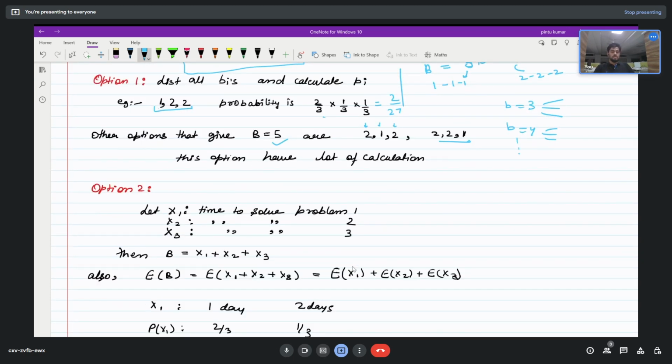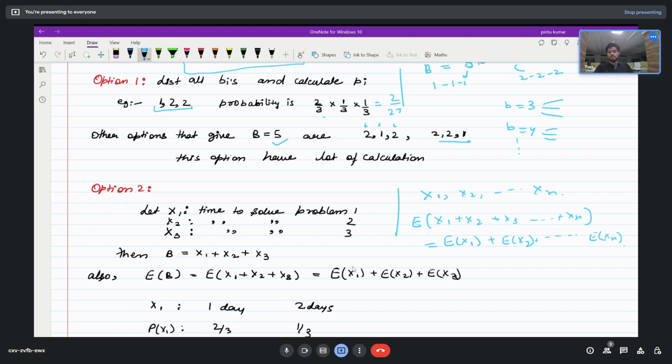So let's say we have random variables x1, x2, and x3, or we can have any list of these. Then expectation has a property that the expectation of x1 plus x2 plus x3 till xn, we can split these expectations. So we can find the expectation of x1 separately, then the expectation of x2, and then we can sum them individually.